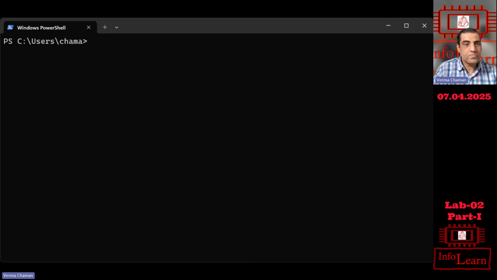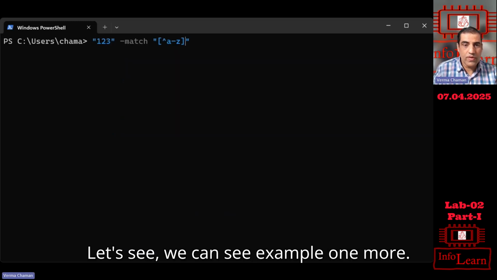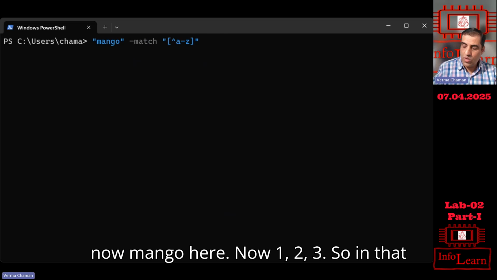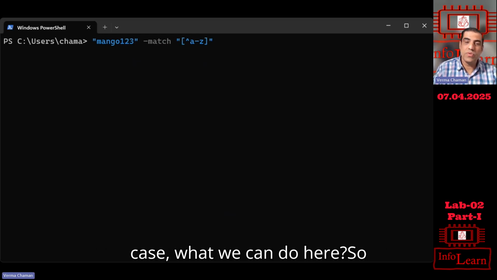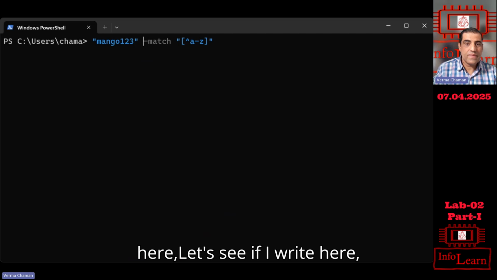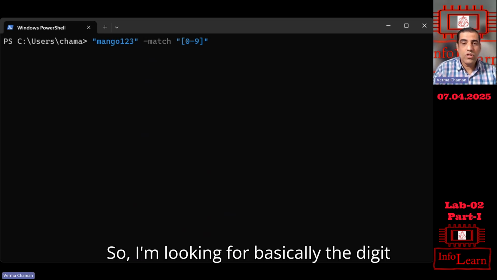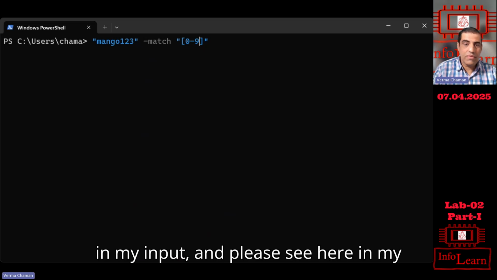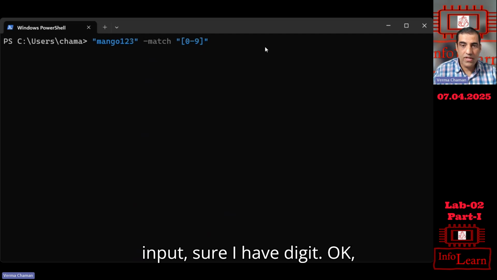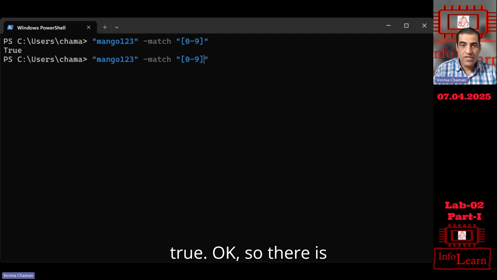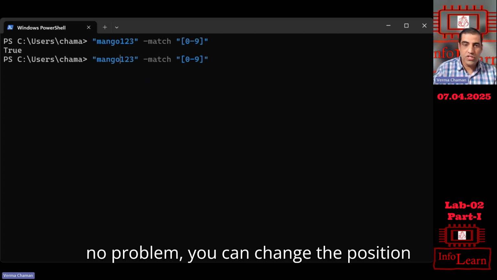Now let's see one more example. What I can do here is write mango, and now 1, 2, 3. In that case, what can we do here? If I write 0 to 9, what does it mean? I'm looking for a digit in my input. And please see, in my input, sure, I have a digit. So look here, it gives me true. There is no problem. You can change the position somehow.